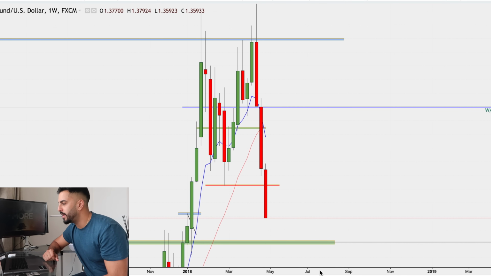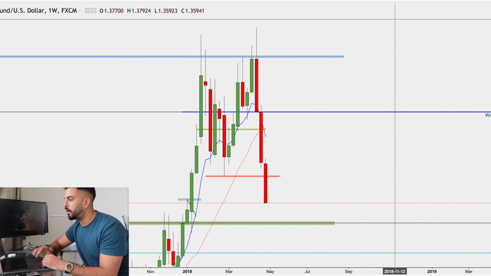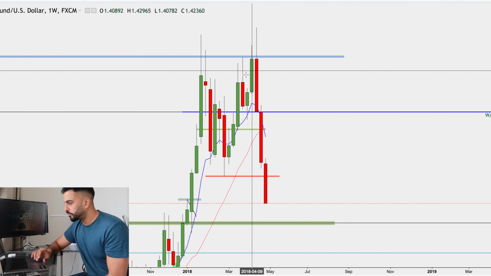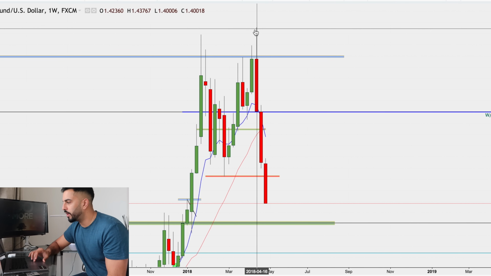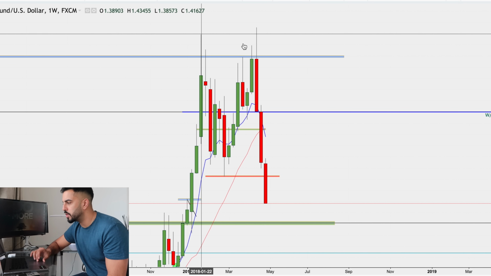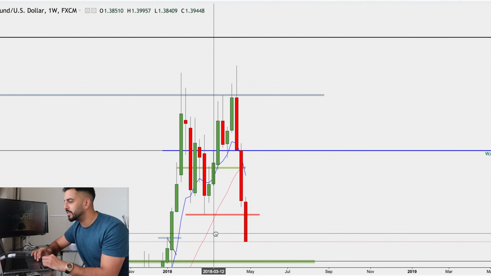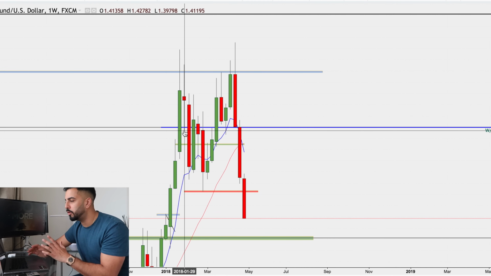Hey guys, so let's get straight into GBP USD. This is a weekly time frame I'm going to start off with. On the weekly, we actually did create new highs just 3 weeks ago at 1.43700. This took out the highs previously made in January, and this was an overall big comeback for the pound ever since the Brexit era. So a massive comeback for that pound.